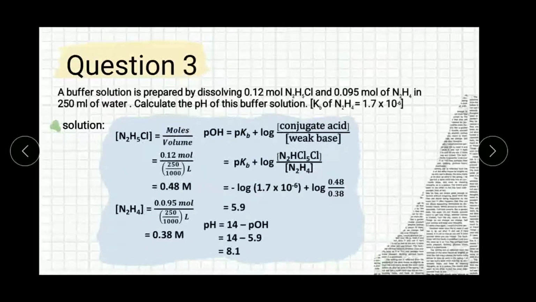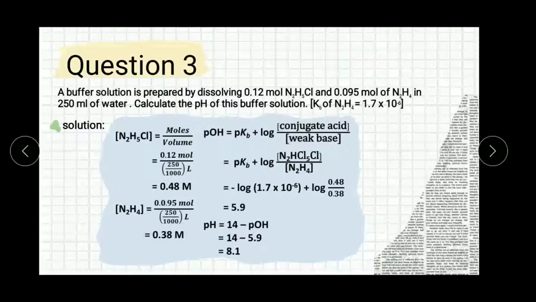Okay, question 3. It is a bit tricky because it is a buffer question. A buffer solution is prepared by dissolving 0.12 mole hydrogen monochloride and 0.095 mole of hydrogen in 250 ml of water. Calculate the pH of this buffer solution. Then we see a Kb. Kb is a basic dissociation constant of hydrogen equal to 1.7 times 10 to the power negative 6. When there is a Kb, it shows us that the base is a weak base.